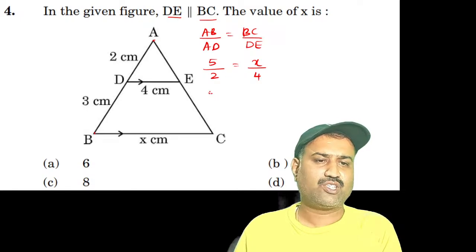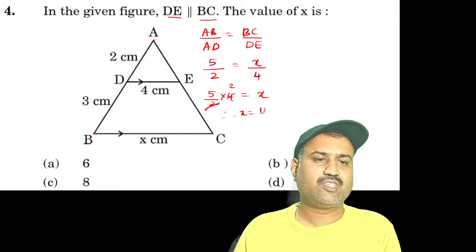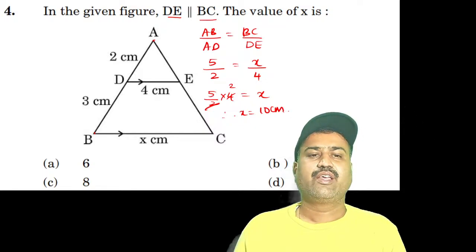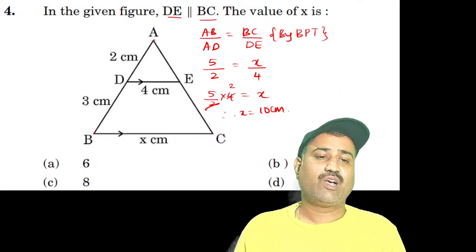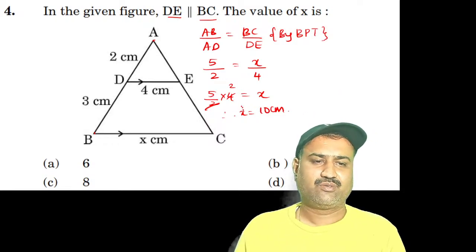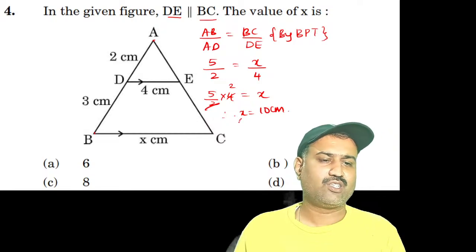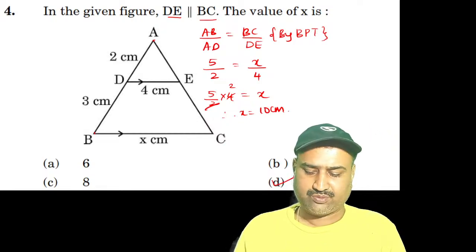I'll send this 4 to this side. 5 by 2 into 4 is equal to x. Therefore, x is 10 centimeter, right? Again, a very easy question by BPT. In the exam, no need to mention these steps because it's a 1 mark question. You can directly write x is equal to 10 centimeter. You will get full marks. Therefore, it is option D.